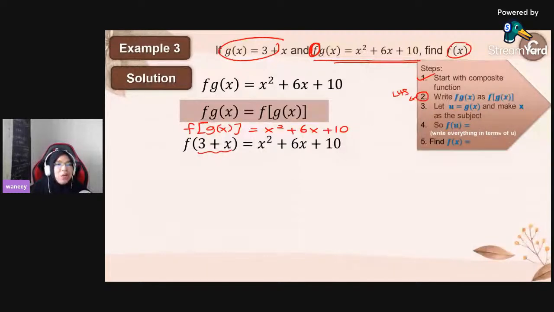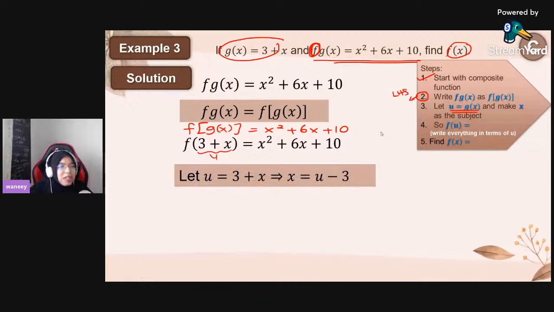Okay, what happened next? You need to let u equal to gx. So based on your function on the left hand side, so this is f, right? Whatever that you have inside your bracket, those one will become as u. So we're going to use u for the thing inside the bracket. Okay, so let u equal to them and making x as the subject. So we're going to let u equal to 3 plus x. So that means x will be equal to u minus 3. So those are the third step.